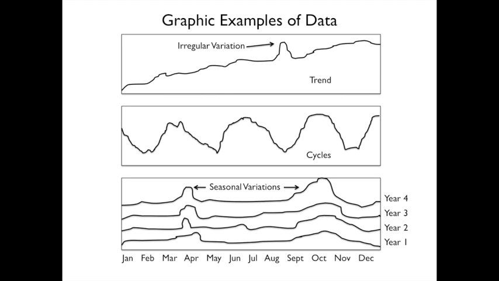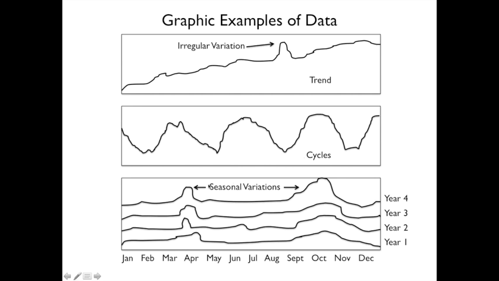So here are some graphic examples of data. Right up here, you have a trend. See how it's going at a nice upward trend. But here, there's an irregular variation, something like a strike or some reason there's a spike in demand right there. And then the next one is cycles. You see how it goes up and down, up and down, up and down. The time on this is multiple years going up and down.